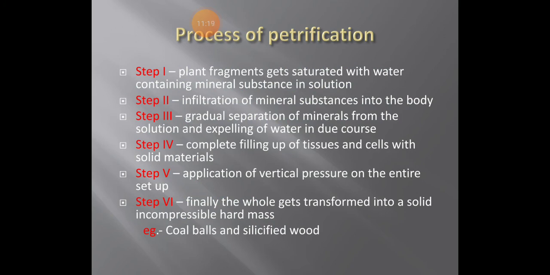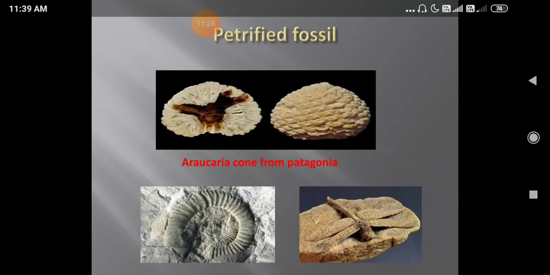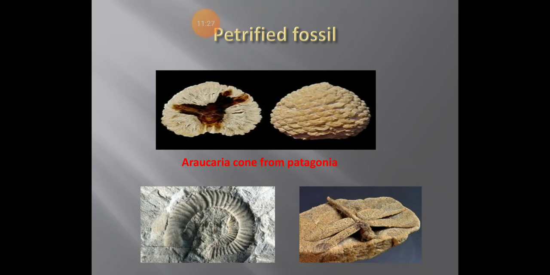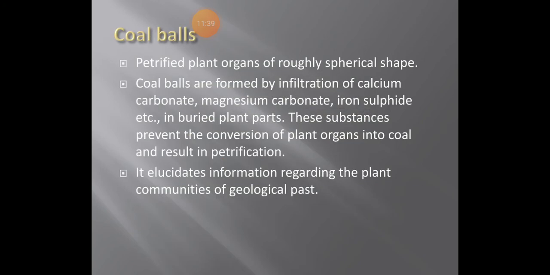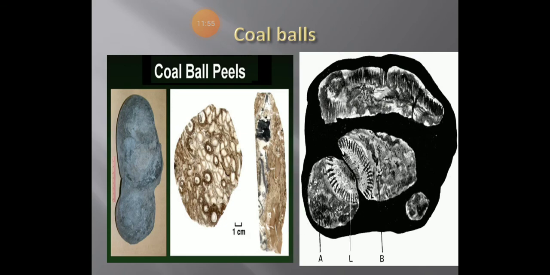So for example, coal ball and silicified woods, those are the different types of petrified fossils. So this is a picture showing how the petrification actually occurs. Just like if you take a dragonfly, it's completely compressed with the mineral substance, the whole body is turning into the petrified type. Another one, the coal ball: the petrified plant organs roughly look like a spherical shape. In the coal ball, what happens is that the carbonate or magnesium carbonate forms a spherical ball-like structure. That is how they are called coal balls.